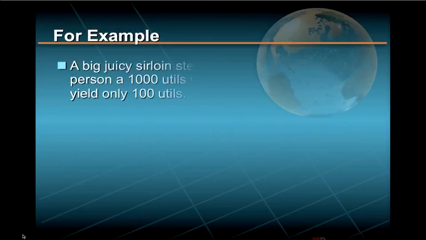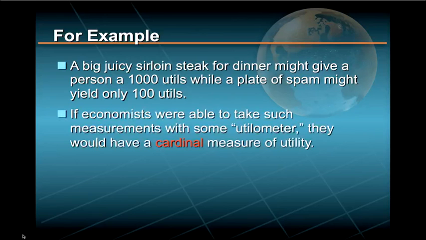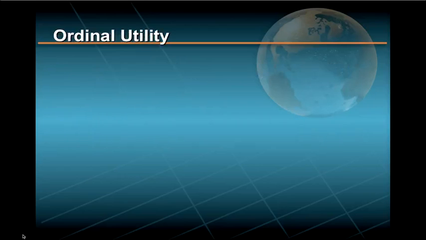For example, a big juicy sirloin steak for dinner might give a person 1,000 utils, while a plate of Spam might yield only 100 utils. And if economists were able to take such measurements with some utilimeter, they'd have what is called a cardinal measure of utility, meaning that utility could be measured in actual numbers. This would make it very easy to explain consumer behavior. Of course, nobody yet has come up with a utilimeter.